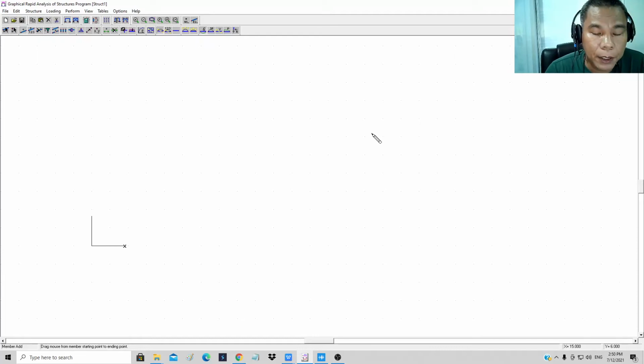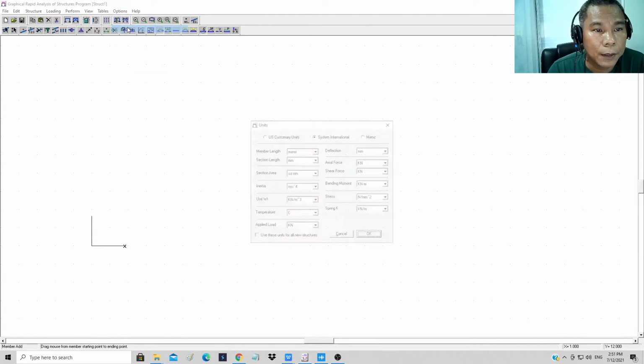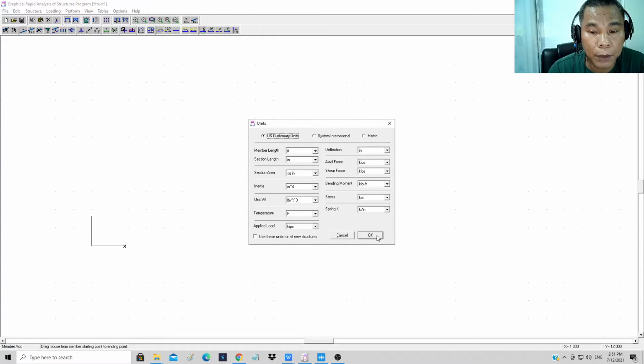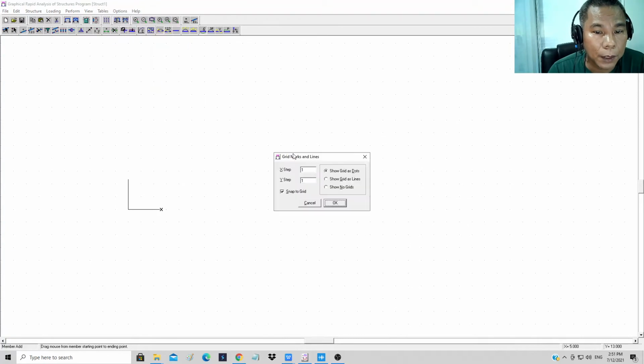Hello, today we will use the Graphical Rapid Analysis of Structures program, GRASP, to analyze our beam and frame examples in drawing the shear and moment diagrams. Opening the program, go to the options menu and the units. Since our examples are in English units, we have to take care of this one and go to the grid.